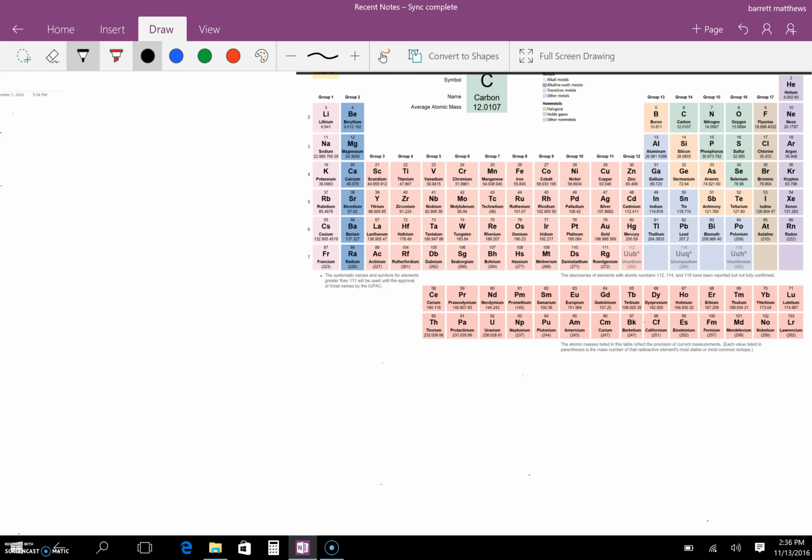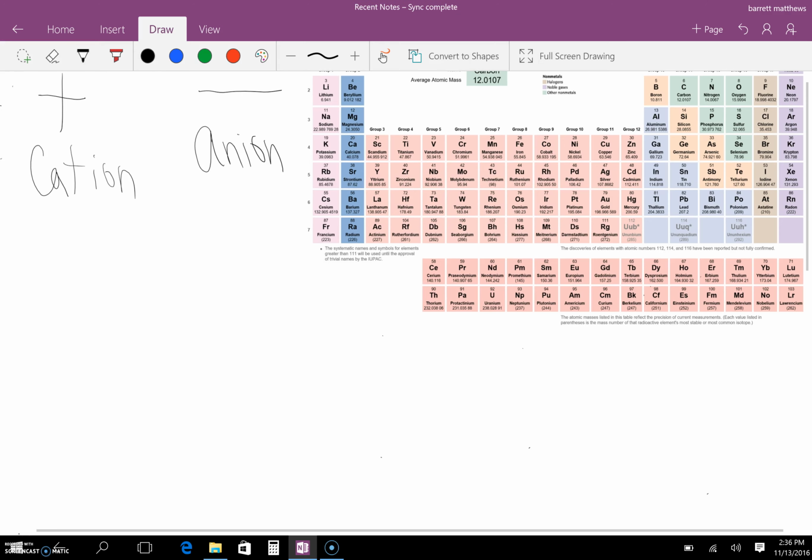First, we have positives, and these are called cations. Second, we have negatives, and these are called anions. First, let's look at cations. For an example, we're going to use sodium.